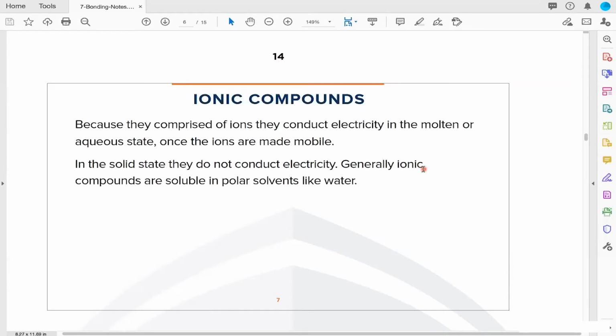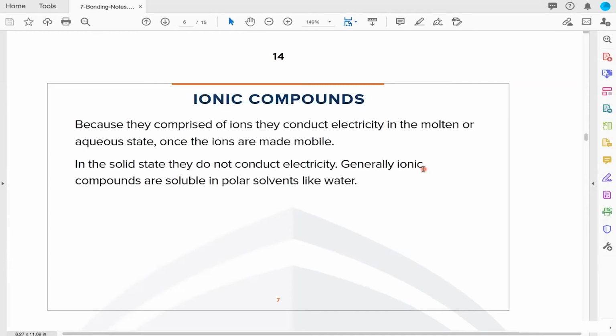But once you put them in water, or once you melt them, then they have free ions, so they will conduct electricity. Okay, so what's the reason that they conduct electricity? As liquids, they have free ions, so they are able to carry charge. As solid, they don't have any free ions, so they will not conduct electricity.